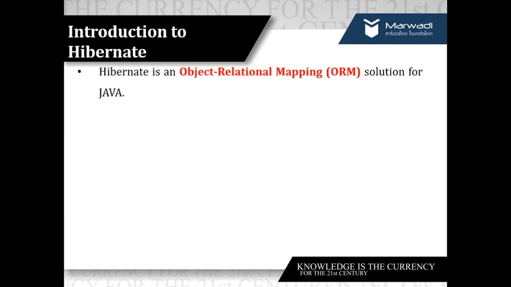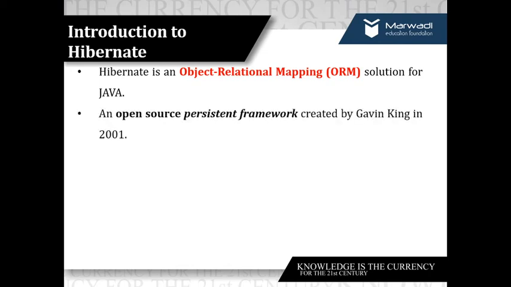So basically, what is Hibernate? Hibernate is an object relational mapping tool. It is an ORM solution for Java developers. Now, what is object relational mapping? That is the core idea behind the evolution of Hibernate. So basically, it's an open source persistent framework. Hibernate is an open source persistent framework that was created by Gavin King in 2001.